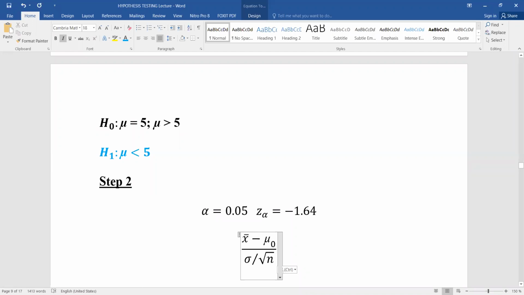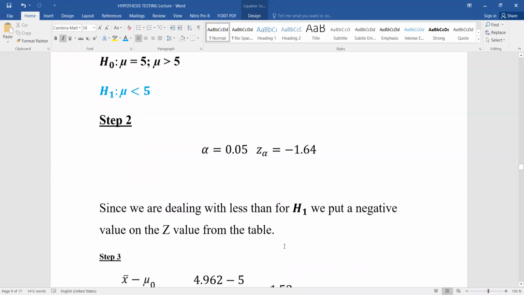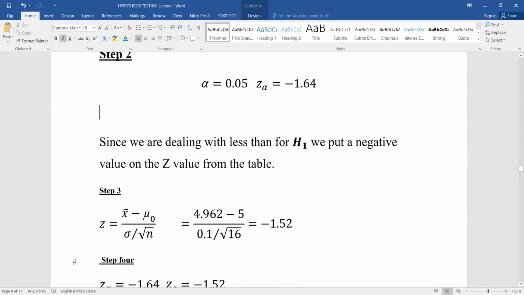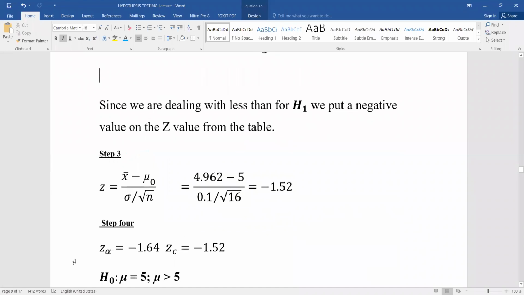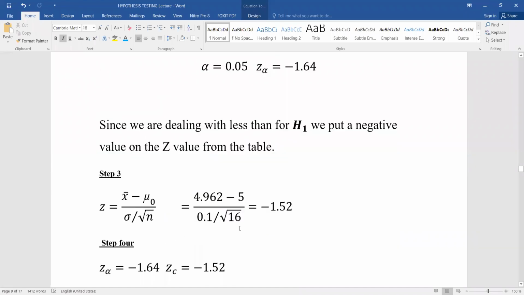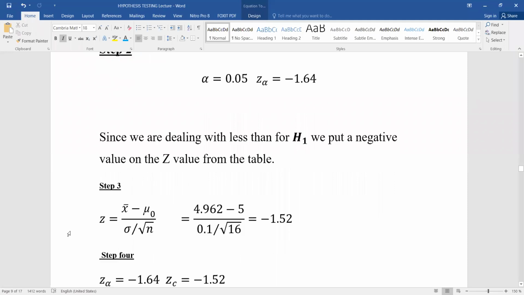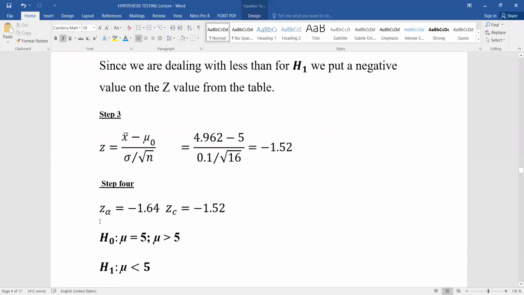Negative 1.52. Correct. So for me, I've already done that. Z computed is equal to negative 1.52. And members, the steps also carry meaning. I looked at your introduction to business math, and you miss steps, and it's not good. You put the steps as well. So we have Z computed.